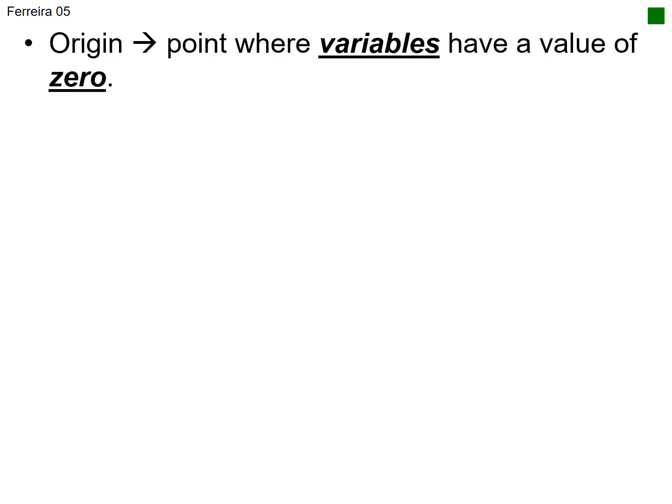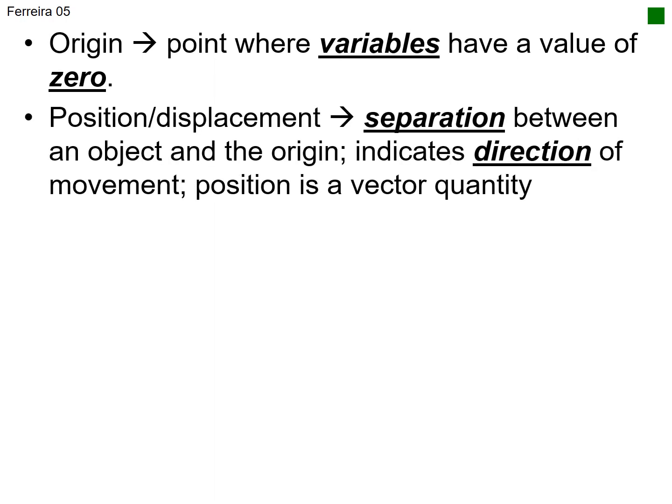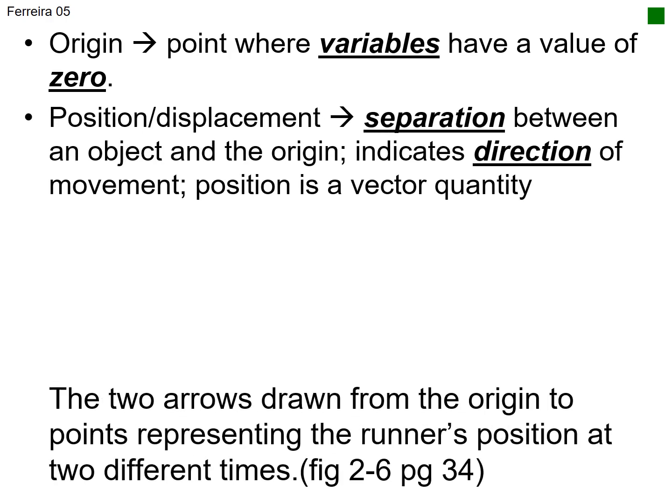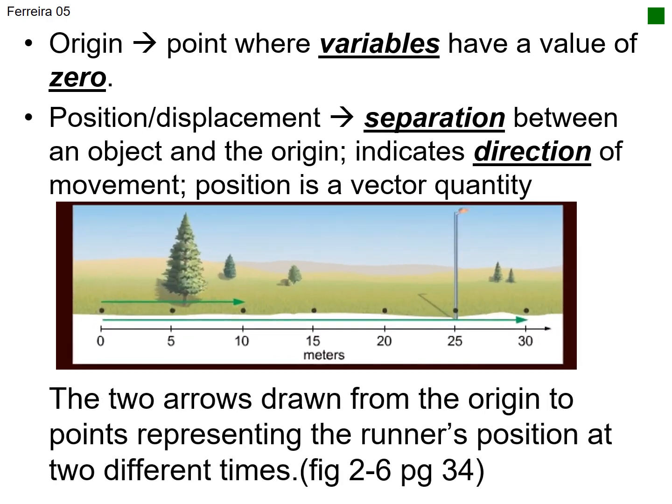Okay, all right, some other definitions. The origin is the point where variables have a value of 0. The terms position and displacement, those are used interchangeably, and they describe the separation between an object and the origin. They indicate the direction of movement. Position and displacement, they're the same thing basically, and they are a vector quantity.